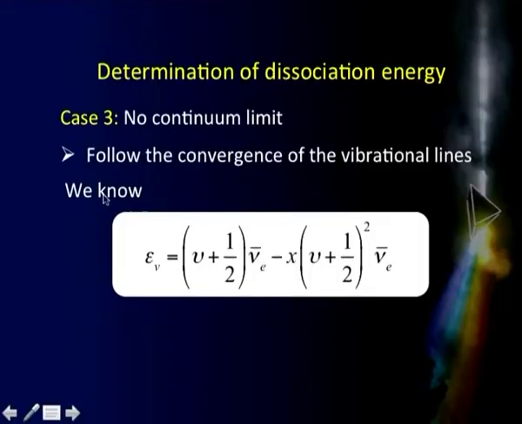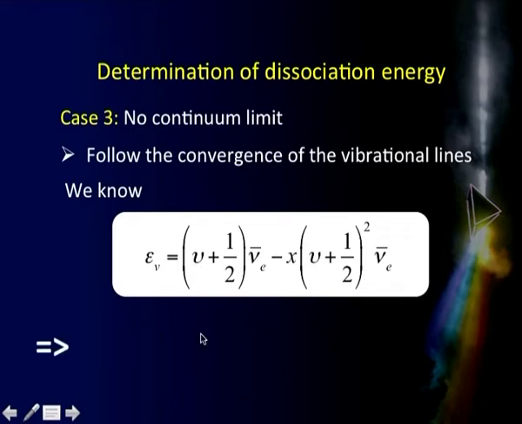In this case, we make use of the fact that the vibration energy levels or vibration lines get converged there. As delta V value increases, the lines get closer and closer. You would have seen that in the spectrum. So this fact is made use of, and we know from our understanding of vibration spectroscopy that the vibration energy level is given by the following expression, where V happens to be the vibrational quantum number.